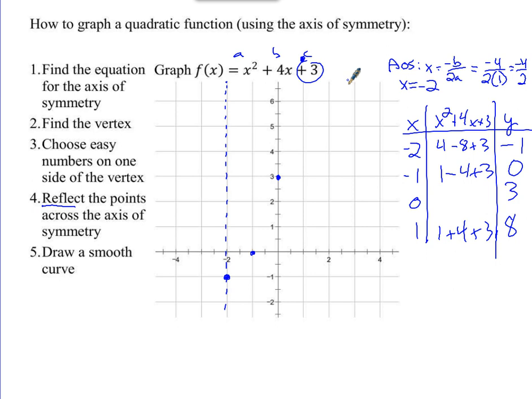Do I have the whole parabola here? No, I don't. But what I can do is what step 4 says. Reflect the points across the axis of symmetry. So think about this for a minute. If you are standing in your bathroom in the morning, and here's the mirror right in front of your face, and you're looking into the mirror, what do you see? You see your reflection. Where is your reflection? Well, obviously it's in the mirror, but where? Is it pressed right up against the mirror?